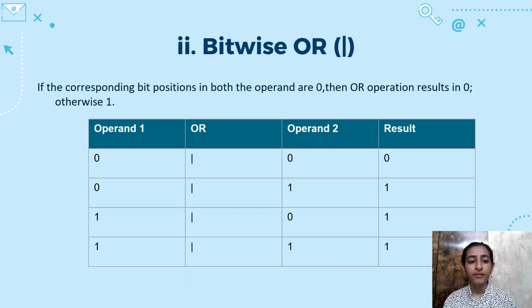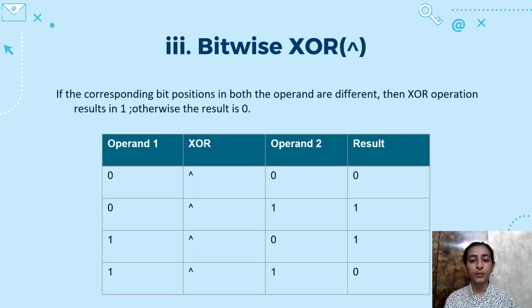Bitwise OR. If the corresponding bit positions in both the operands are 0, then the OR operation results in 0, otherwise 1. Here is the table of the bitwise OR operator. Bitwise XOR. If the corresponding bit positions in both the operands are different, then the XOR operation results in 1, otherwise the result is 0. Here is the table of the bitwise XOR operations.